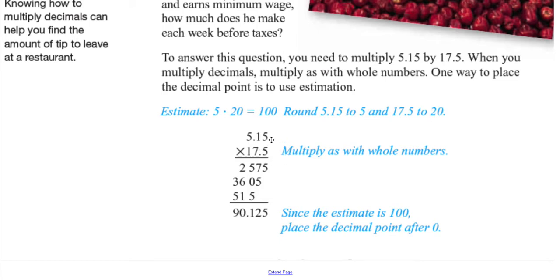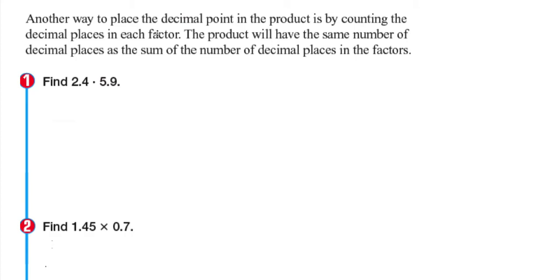But estimation becomes very unreliable and very tedious. So what we want to do now is find another method. Another way to place a decimal point in the product is by counting decimal places in each factor. The product will have the same number of decimal places as the sum of the number of decimal places in the factors. This will be more clear as we go through this. In all these examples, the traditional method of multiplying will apply, but I will show you the lattice method as well.